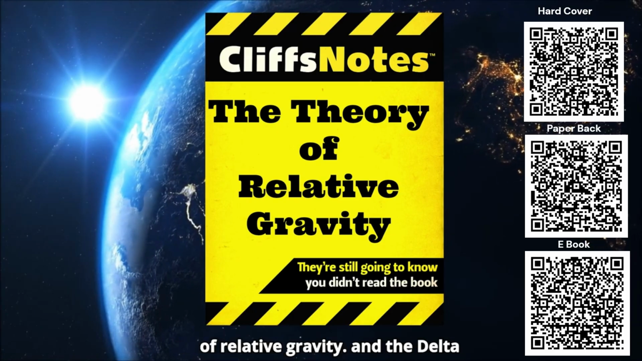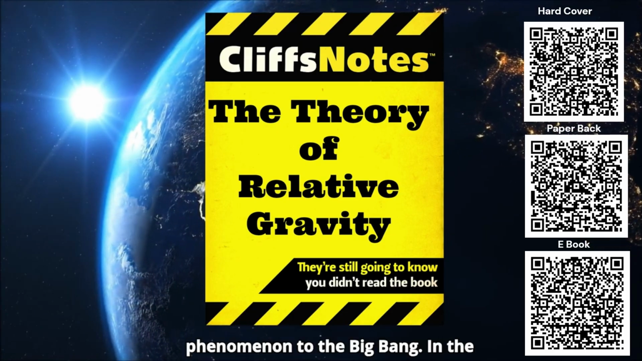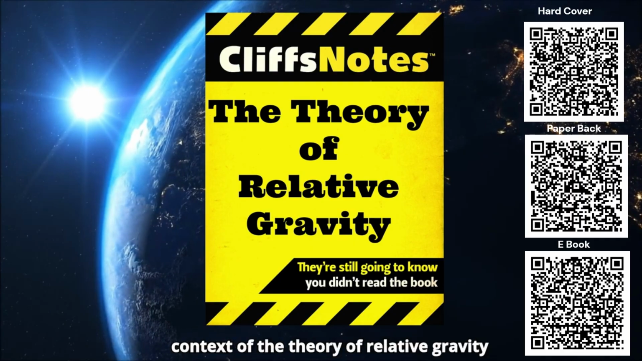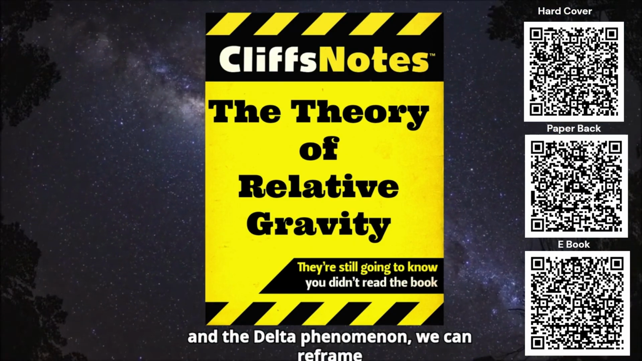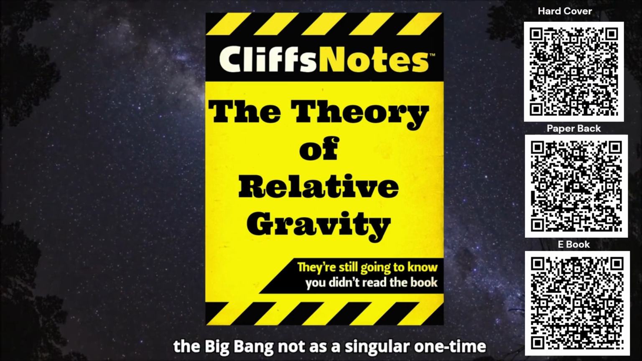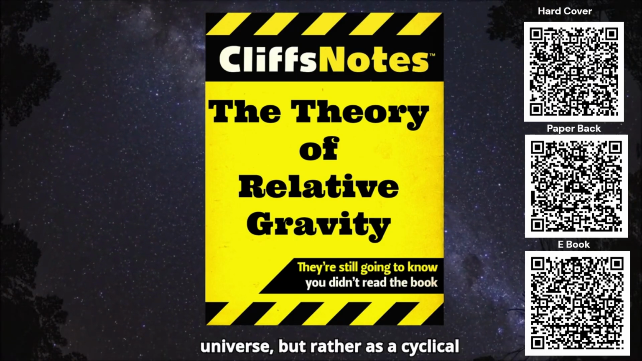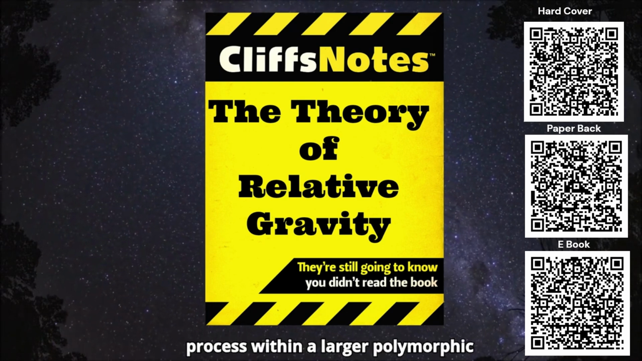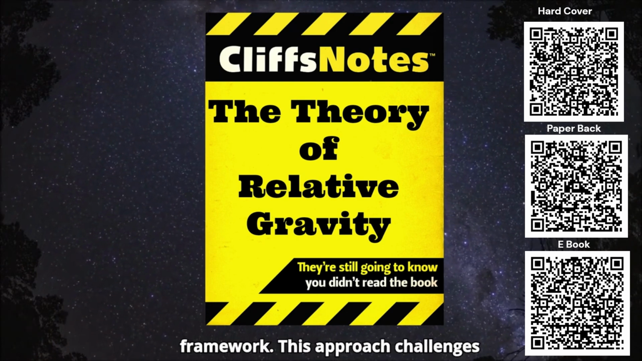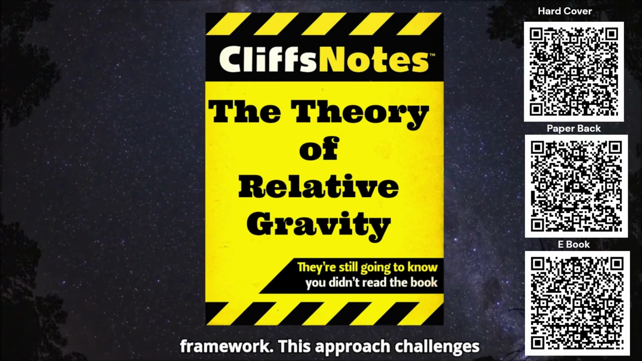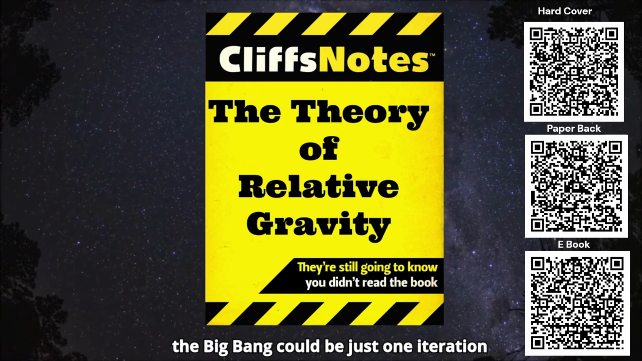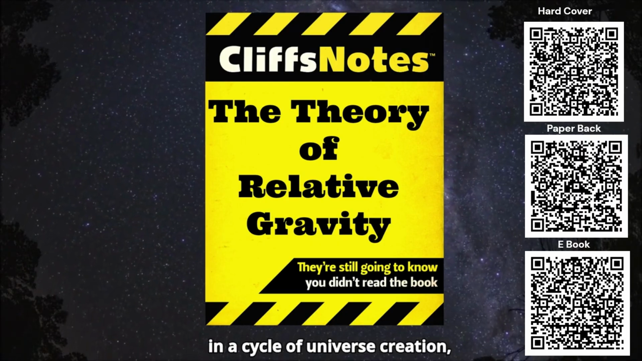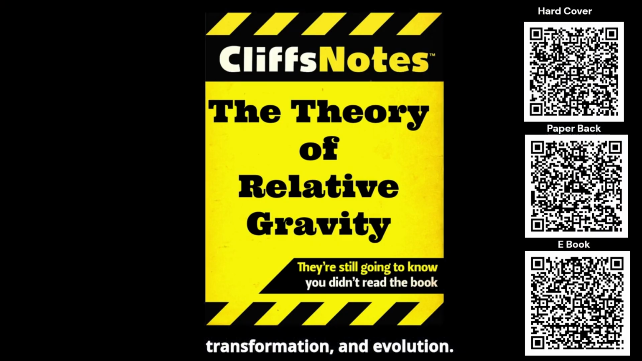Applying the theory of relative gravity and the delta phenomenon to the Big Bang. In the context of the theory of relative gravity and the delta phenomenon, we can reframe the Big Bang not as a singular one-time event that marks the beginning of the universe, but rather as a cyclical process within a larger polymorphic framework. This approach challenges traditional cosmology by suggesting that the Big Bang could be just one iteration in a cycle of universe creation, transformation, and evolution.